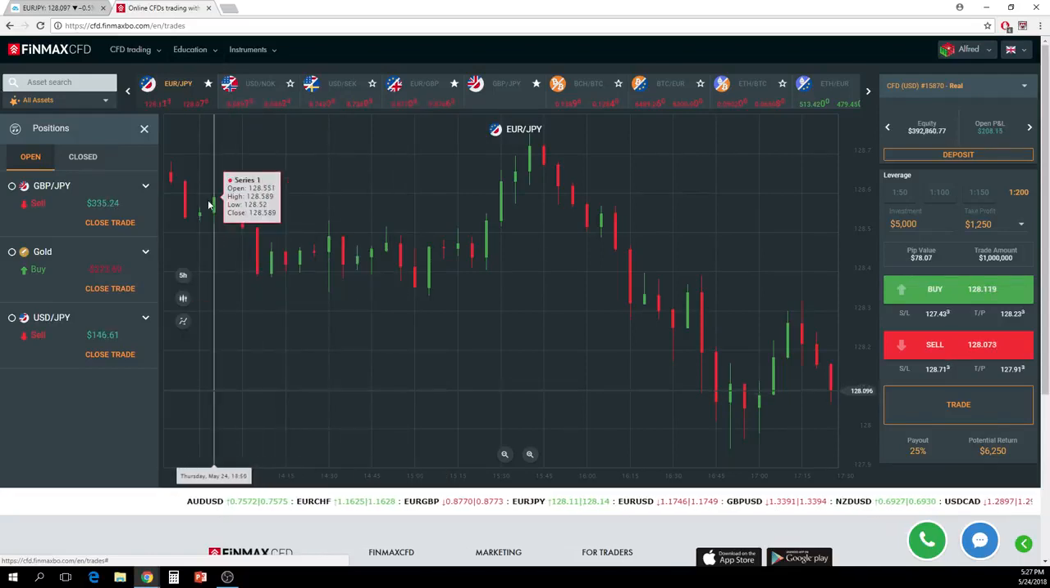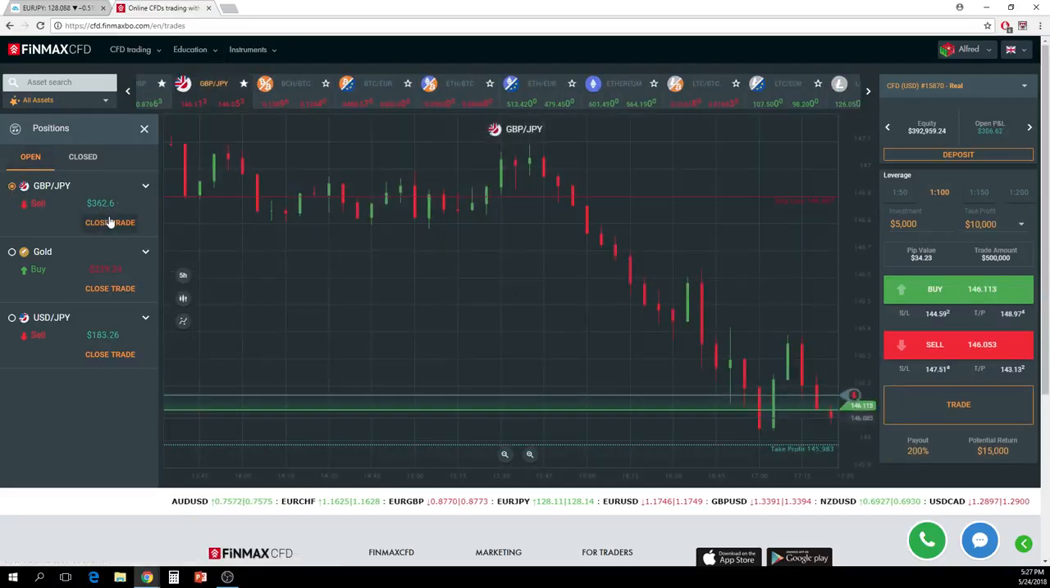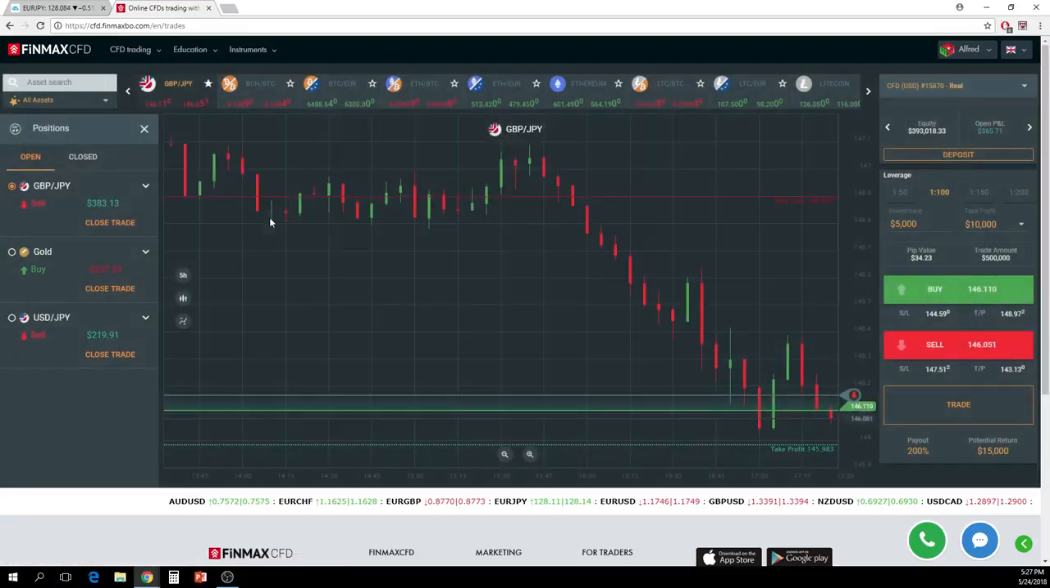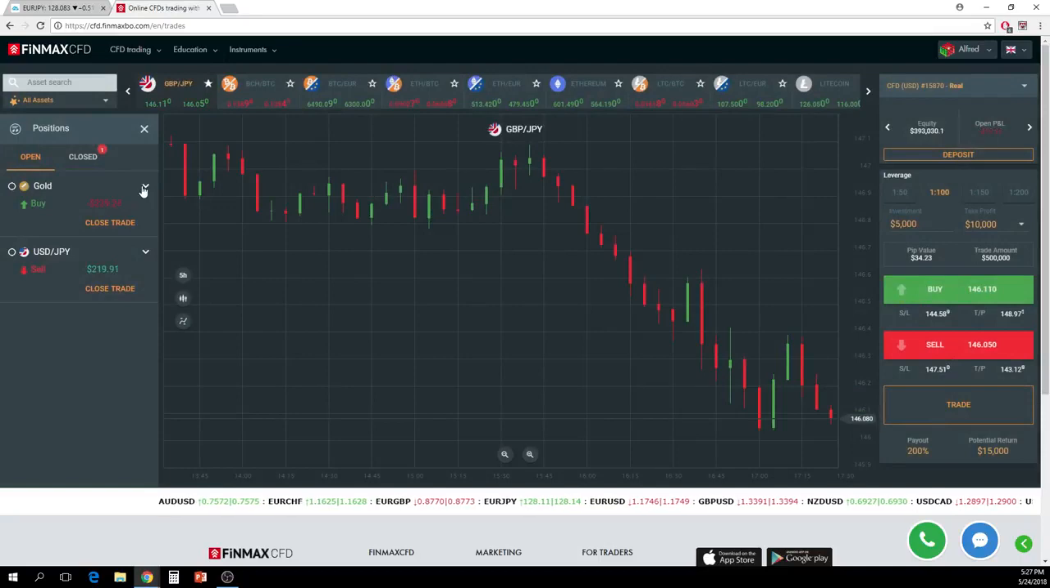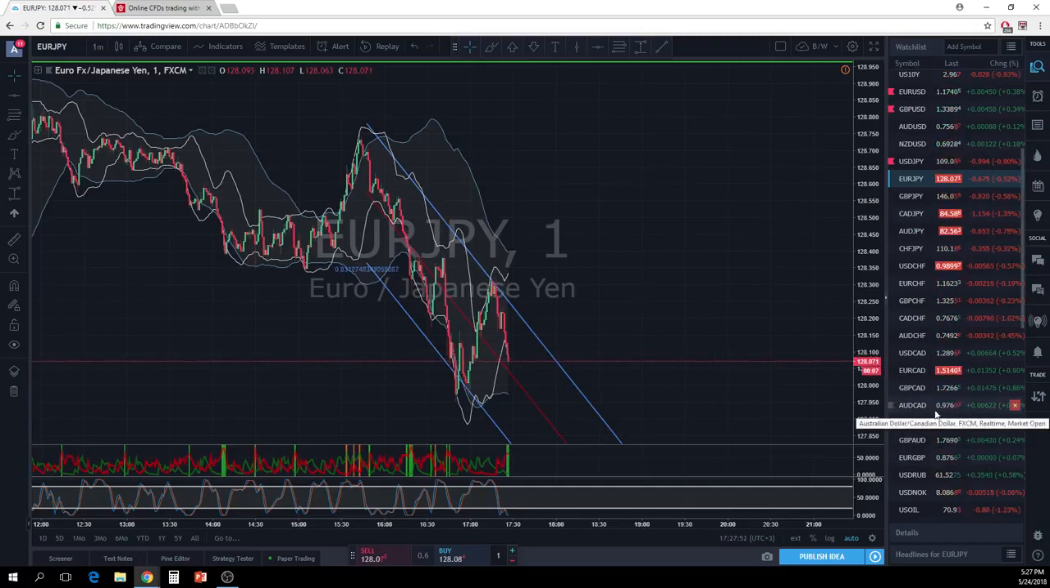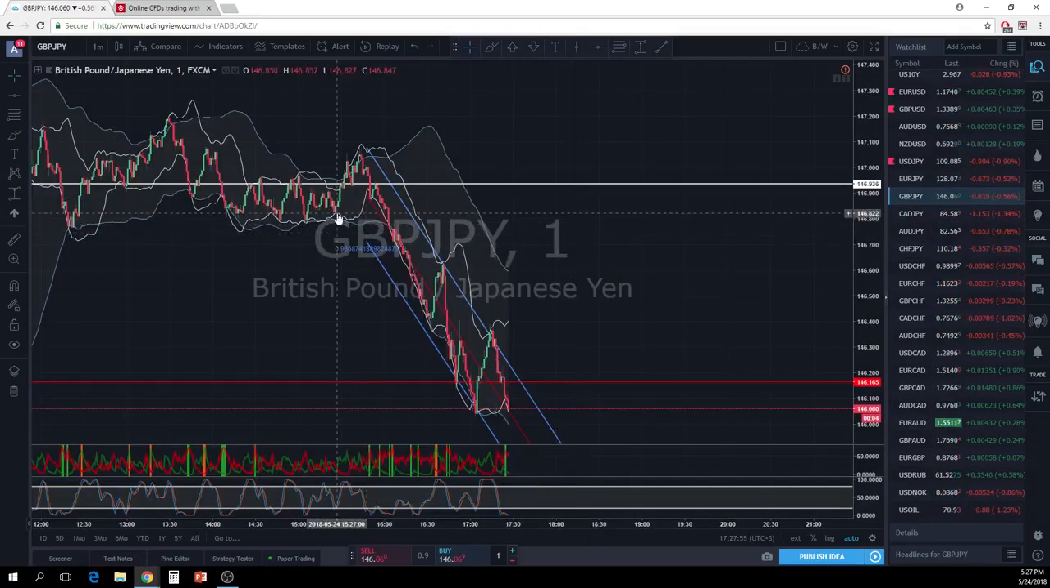Next one, I would say GBP JPY. I will close it right now. That was around 300 and 350, if I remember correctly. I'm not gonna follow GBP JPY any longer. I think it's going to start reversing around this area.